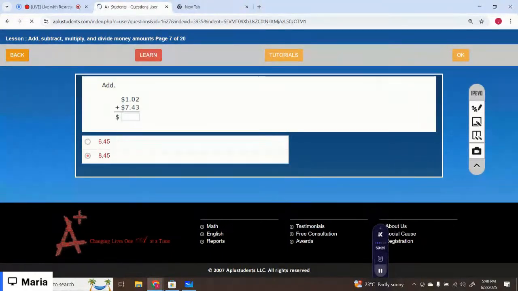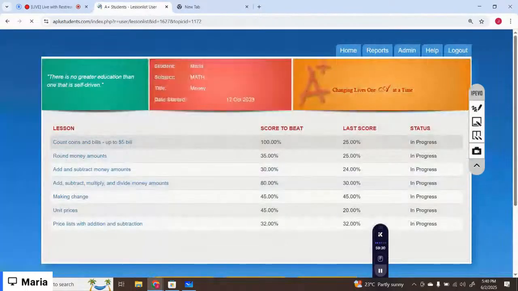So we were working on grade 4 math. The chapter we were working on is money. The lessons we have covered today are count coins and bills up to $5, round money amounts, add and subtract money amounts, add, subtract, multiply, and divide money amounts. So please make sure before the next session you complete all the practice questions for the lessons we just did. That is your homework until the next session.